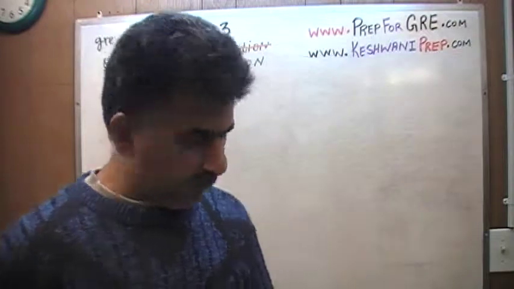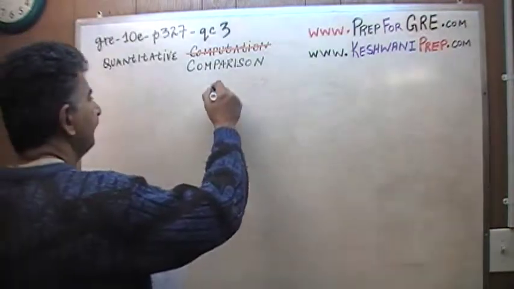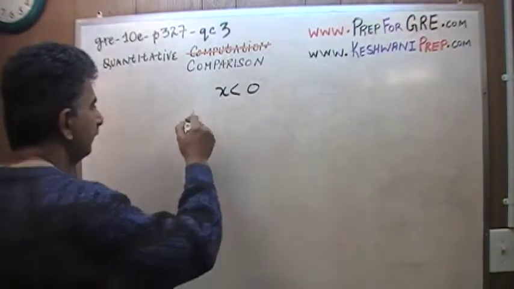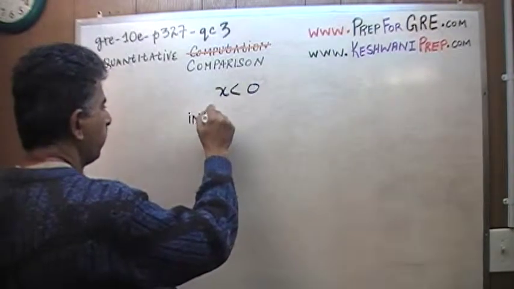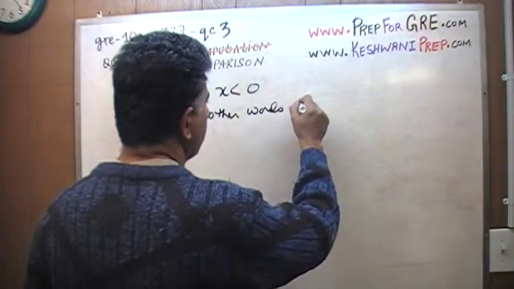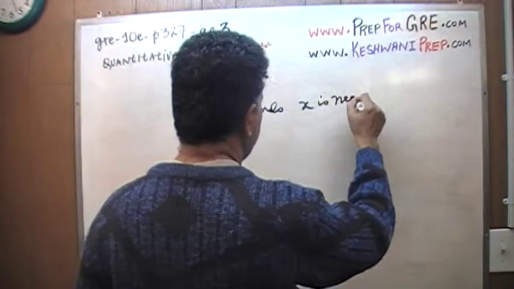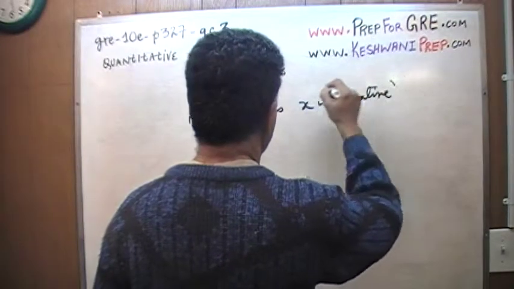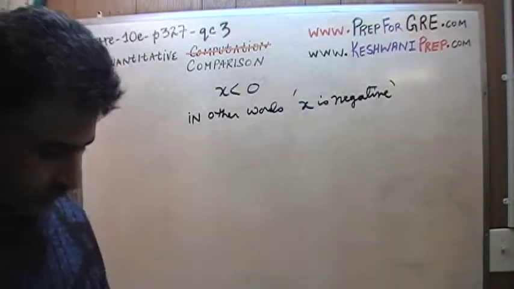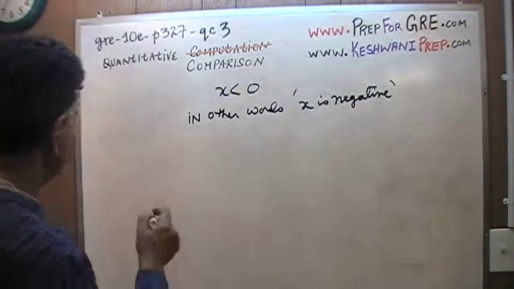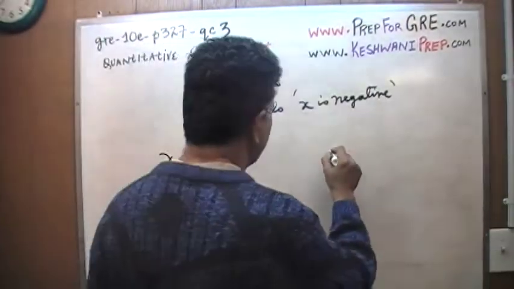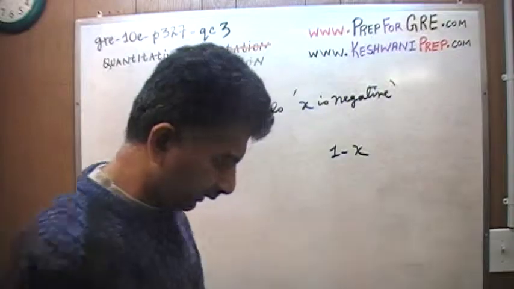Number 3. We are told that x is less than 0. In other words, they're telling us x is negative. I don't know why I had to be so elaborate, but that's what that is. In the first column, they give us x minus 1, and then they want you to compare it with 1 minus x.